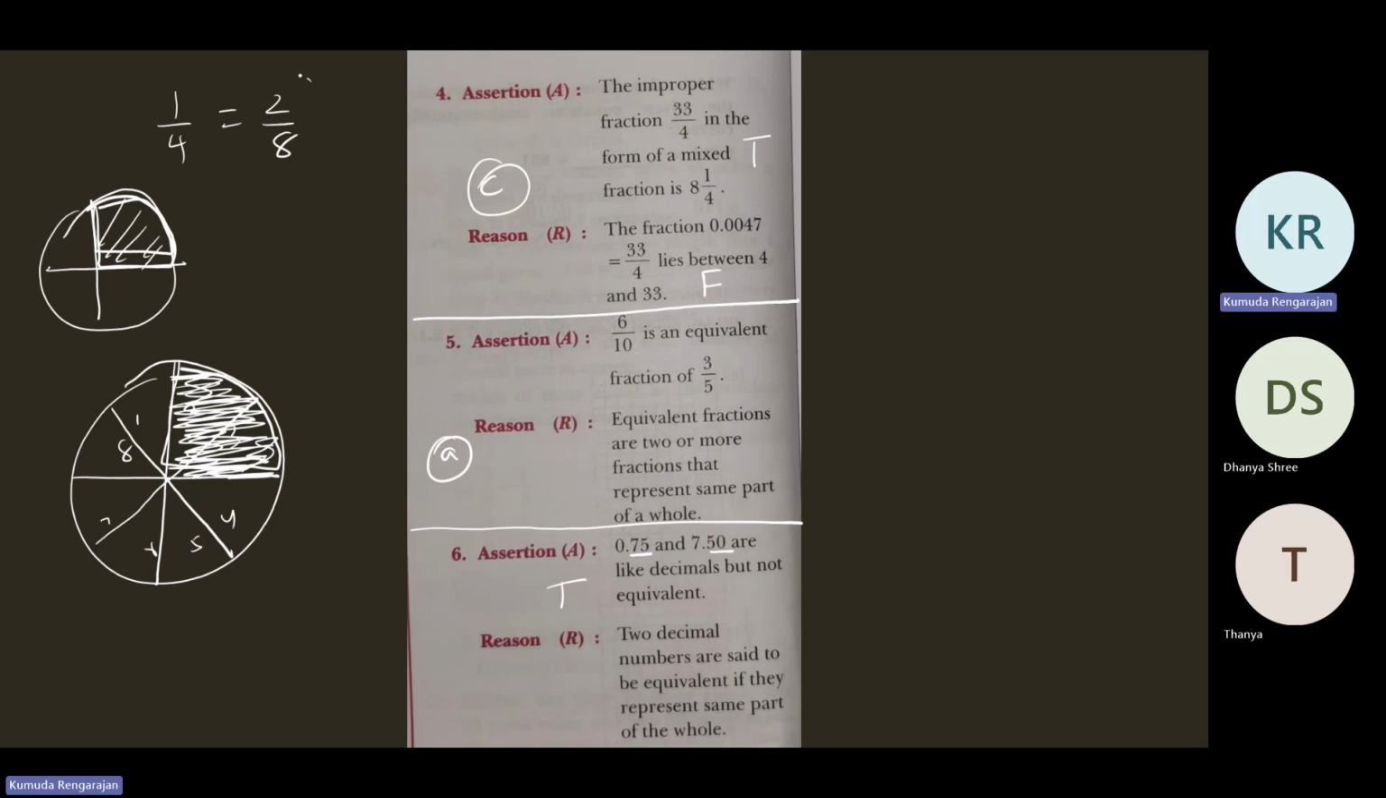That's what we just understood, no? R is true because two decimal numbers are said to be equivalent if they represent the same part of a whole. It's true. But as the reason explaining the assertion, in the assertion, it's about like decimals. The two numbers given are like decimals. They are not equivalent. But the reason is explaining equivalent.